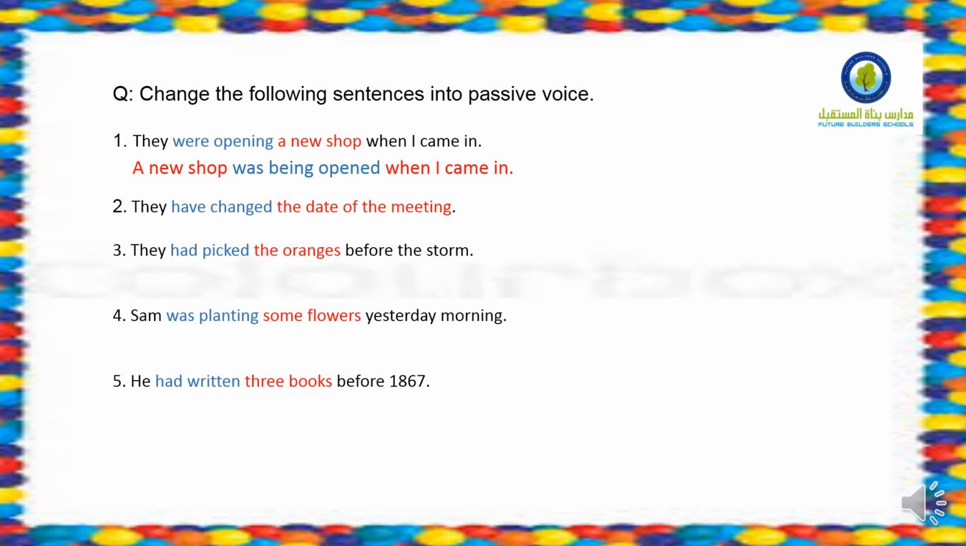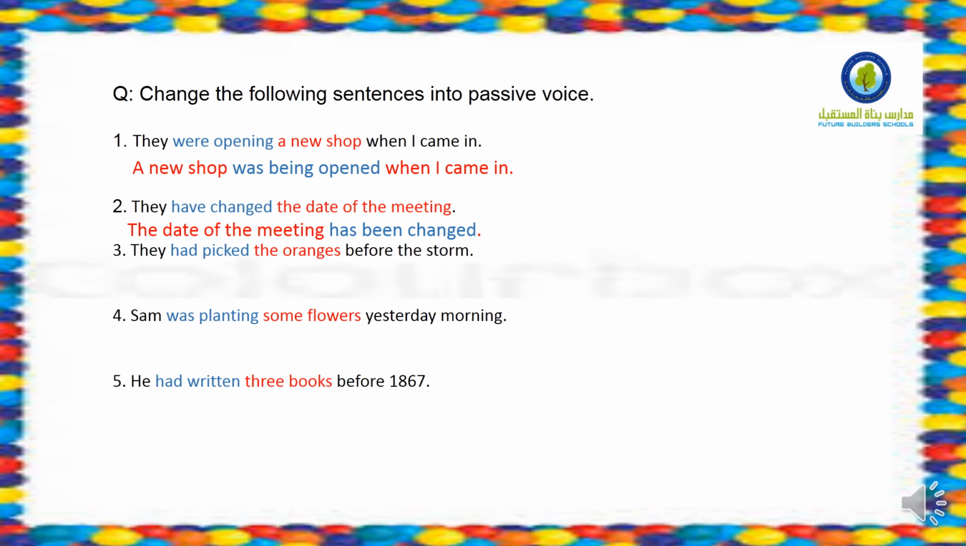Number 2. They have changed the date of the meeting. Now, the tense is clearly present perfect. Perfect means been. You put the object, which is the date of the meeting. The date of the meeting is singular, so you put has. It's not necessary that it is have; it depends on the object. Now the object here is singular, so you put has. Then you put been, verb 3. You already have it as verb 3, so you put changed, and your answer should be: the date of the meeting has been changed.